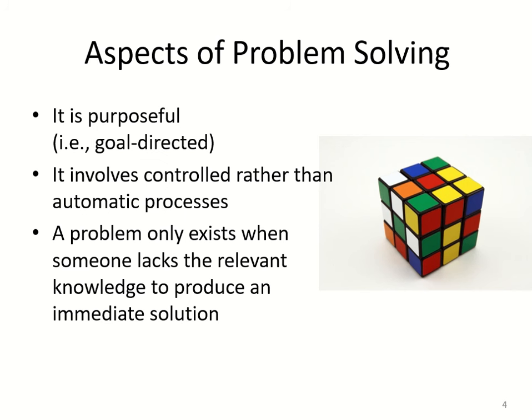When we look at problems, it is a purposeful state, right? We want to solve a problem. It's a goal directed state where we're well aware that there is a problem and we try to now work through it so that we can get rid of it. Because of this, it involves controlled cognitive processes rather than automatic processes. And what's interesting about problems too is that a problem state only exists until we have solved it. Once we have the relevant knowledge and we know how to use it, the problem is solved and it actually ceases to exist.